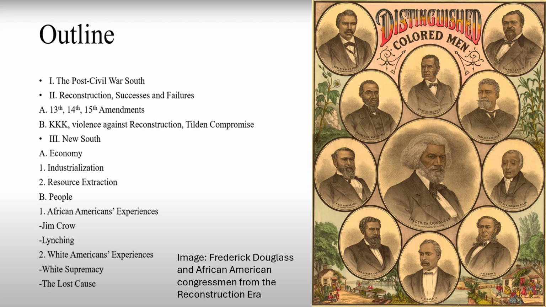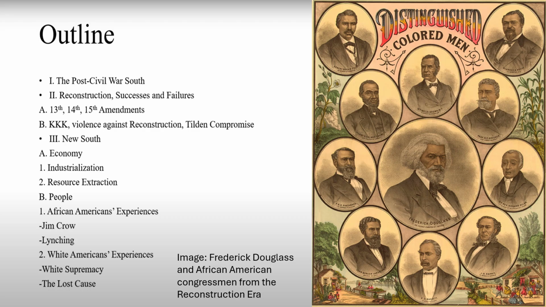Topics like the economy, industrialization of the South, resource extraction, and new industries that were not around in the South before the Civil War are going to be considered. And of course, we're going to discuss the people of the South, both African Americans and white Americans. How do they respond to the social change of the Reconstruction period and the post-Reconstruction New South? We'll talk about challenges African Americans face, the Jim Crow laws, violence that African Americans face, like lynching, and then we'll discuss white Americans' responses to social change, particularly things like the lost cause.